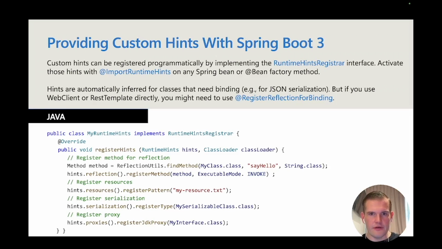For most of the classes that need binding, like for example JSON serialization, that's automatically done for you. But if you're using WebClient or a RestTemplate directly, you can also use the register reflection for binding annotation. And for sure, if you don't include something and, for example, have good test coverage and run your tests, you can immediately see that it's not working, and then you can, based on that, provide the hints that you need.